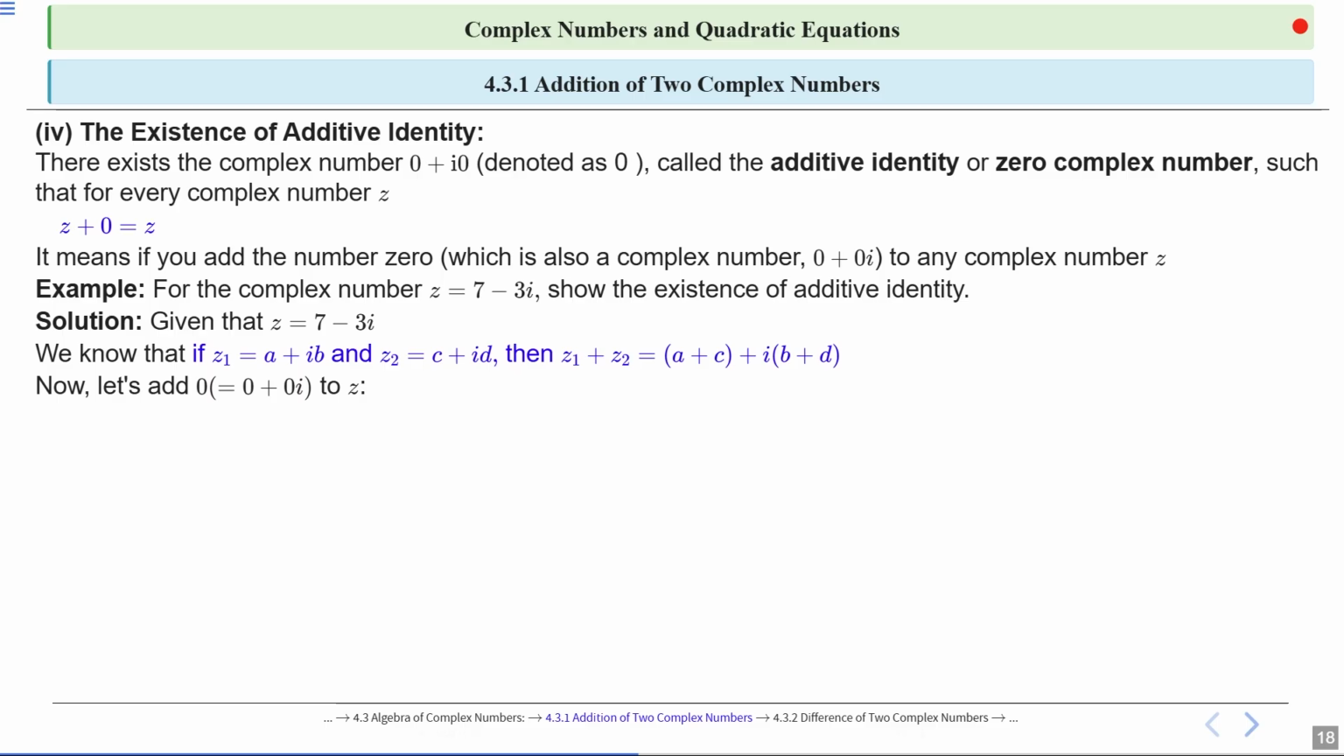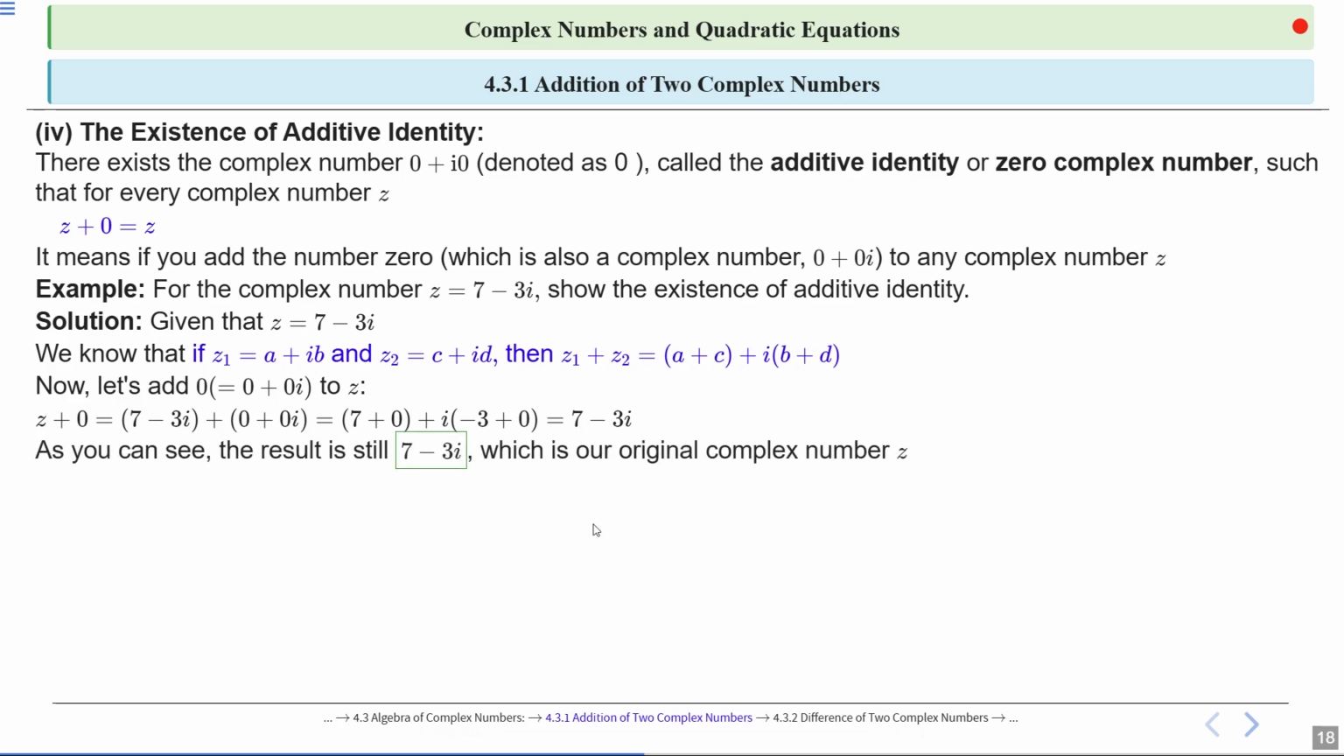Now let's add 7 minus 3 iota plus 0 plus 0 iota. So Z plus 0 equals 7 minus 3 iota plus 0 plus 0 iota. This is equal to 7 plus 0 plus iota times minus 3 plus 0, which equals 7 minus 3 iota. Notice that the result is still 7 minus 3 iota, which is exactly our original complex number Z. This confirms that adding the 0 complex number leaves any complex number unchanged.